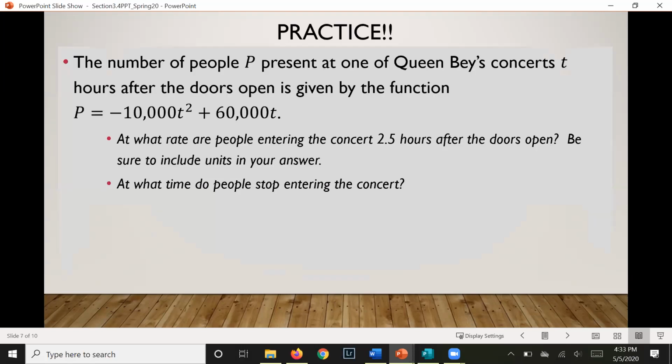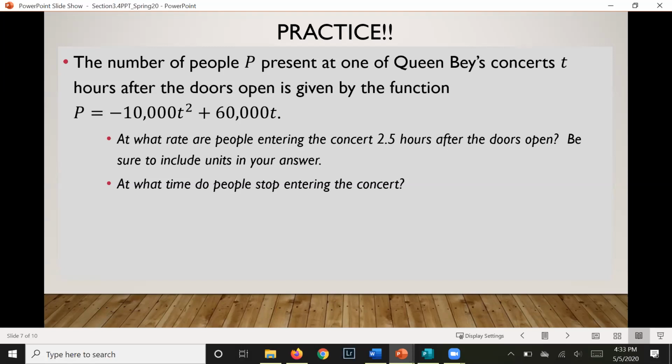Before we do that, you guys may have been wondering, it's been a while since we've done something with Queen Beyonce, so don't worry, she is back. So the number of people, P, present at one of Queen Beyonce's concerts, T hours after the doors open, is given by the function P equals negative 10,000 T squared plus 60,000 T. What we're asked to do is to first find the rate at which people are entering the concert 2.5 hours after the doors open.